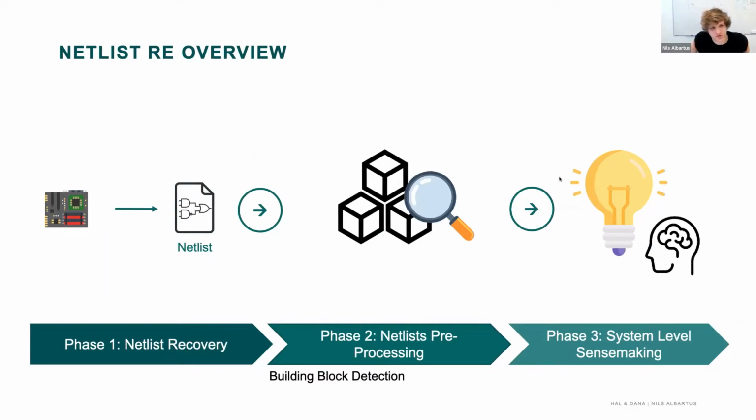So what netlist reverse engineering kind of looks like for us is you can divide that into 3 phases. Phase 1 is the netlist recovery, so actually getting the netlist. Then in phase 2, this is what we like to call the netlist preprocessing. So you're trying to identify some building blocks, for example adders, counters, registers, whatever you have, to have a more high-level view on the system.